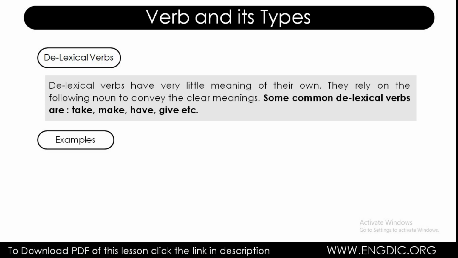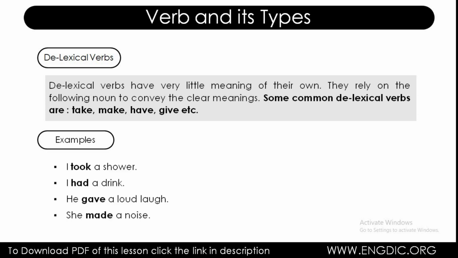For example, I took a shower. Here, took is the de-lexical verb. I had a drink. Had is the de-lexical verb. He gave a loud laugh. Gave is the de-lexical verb. She made a noise. Made is a de-lexical verb.